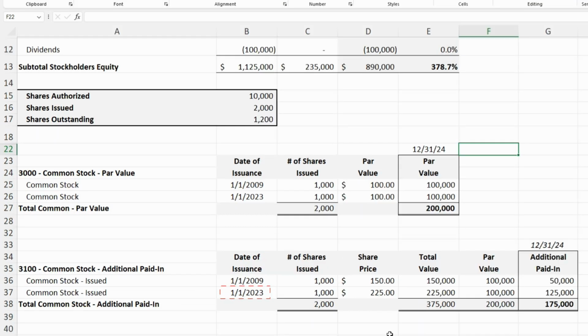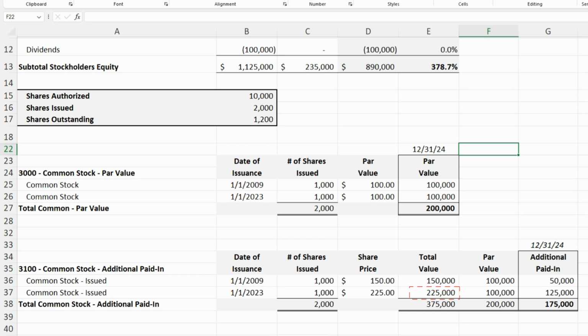So let's just run that back for 2023. We issued 1,000 shares again. The par value stays the same. It does not change. It's $100 a share. The par value is $100,000. But the stock price we sold these shares for was $225, $125 over the par value. So still issuing 1,000 shares, we raised $225,000 in this share issuance.